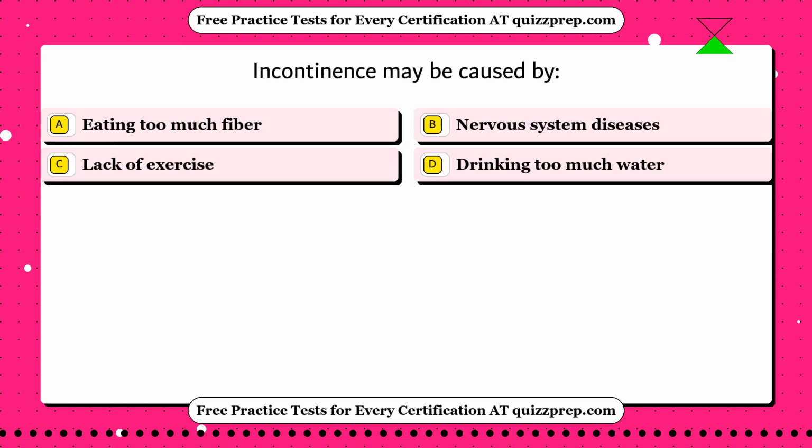Question 47. Incontinence may be caused by: Option A, eating too much fiber. Option B, nervous system diseases. Option C, lack of exercise. Option D, drinking too much water.